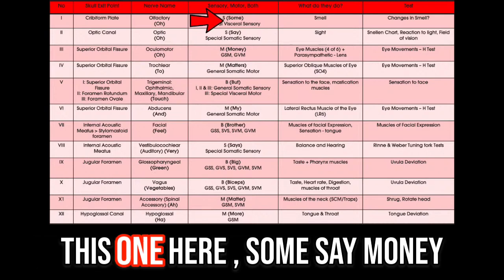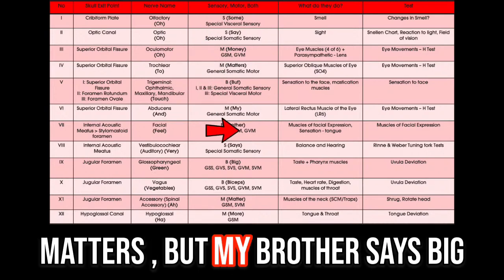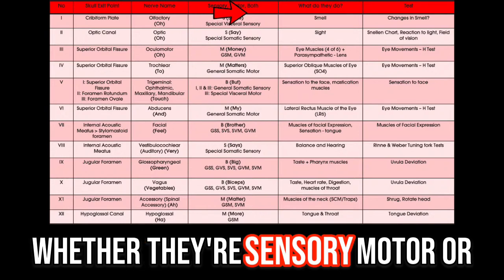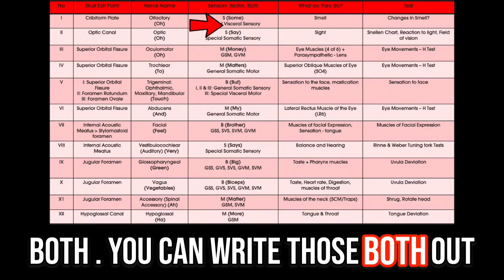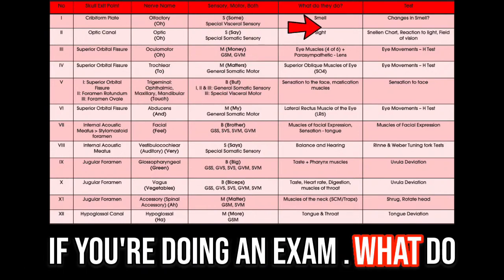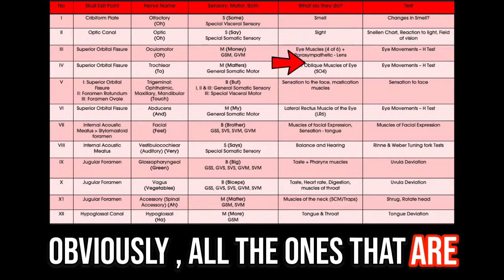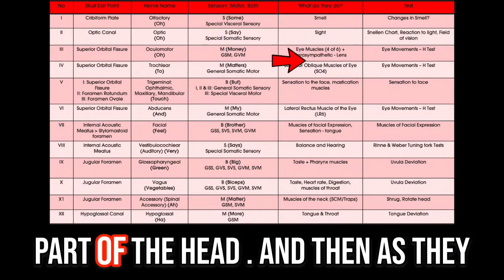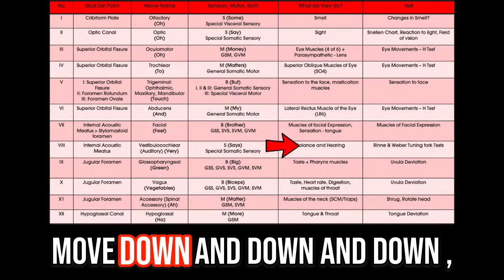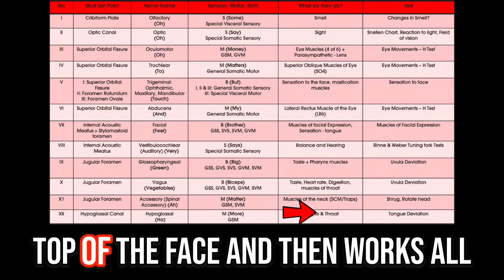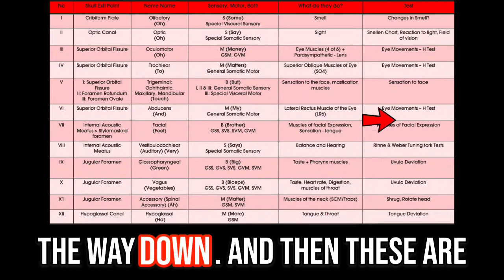Then this one here, some say money matters, but my brother says big biceps matter more, and that is whether they're sensory, motor or both. You can write those out if you're doing an exam. What do they do? Smell, sight, eye muscles. Obviously all the ones that are towards the front are to do with the top part of the head, and then as they move down and down and down, we get to the tongue and the throat. It basically starts at the top of the face and then works all the way down.